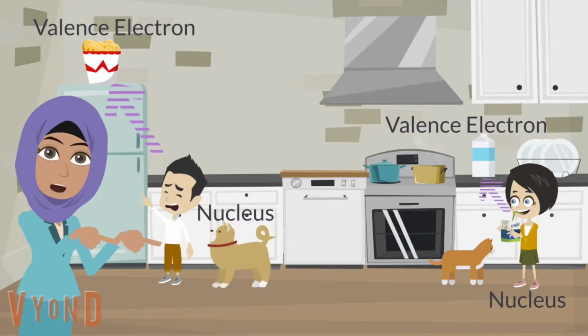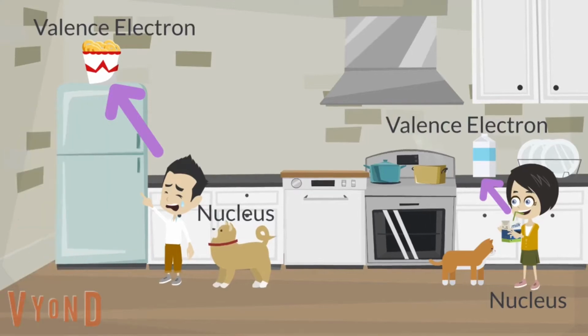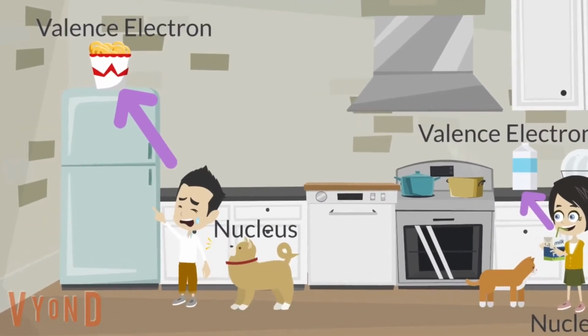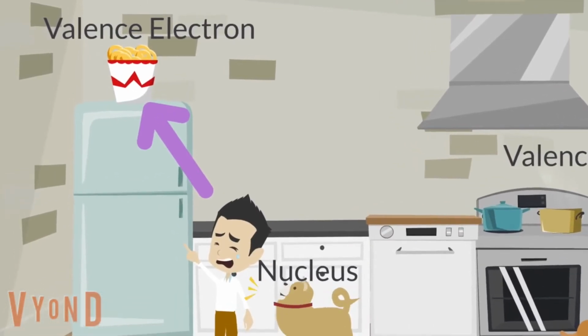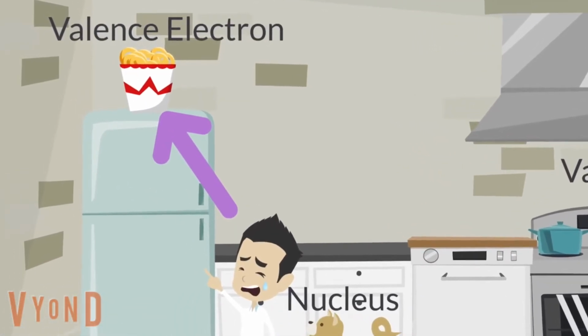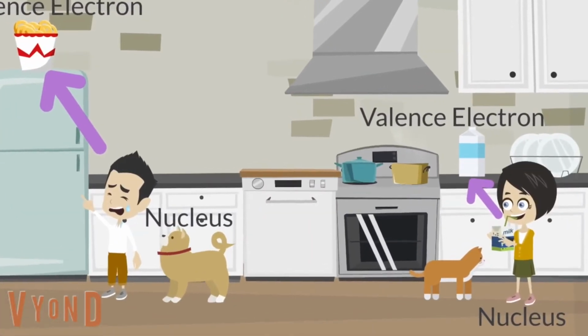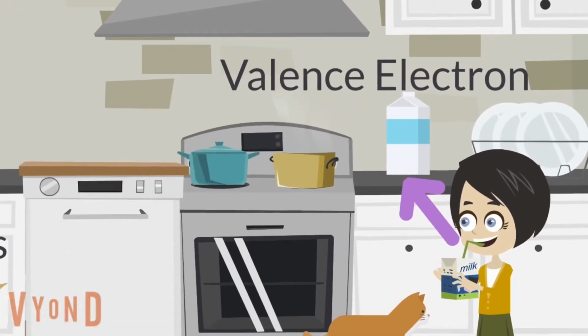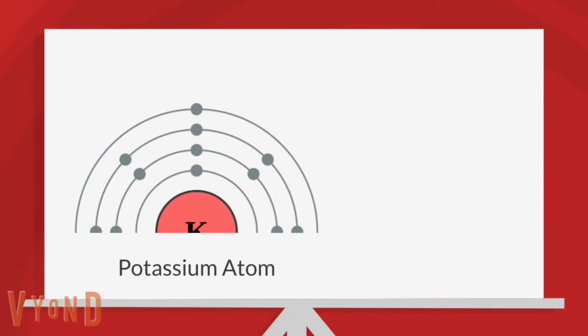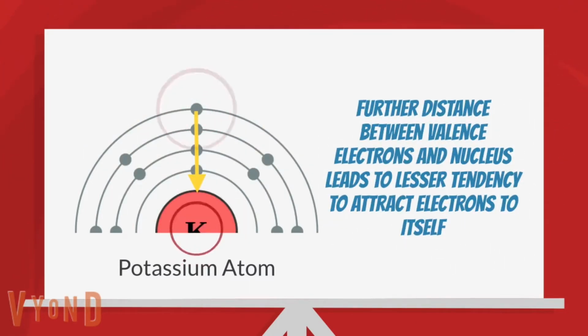To make it easier to remember, let's look at these kids trying to reach their food. Well, as you can see, it is hard for this little boy to reach his food. This is because the food is put so high away from him. Oh, poor little boy. As for this little girl, it is easier for her to reach her food. This is because the food is put near to her. Well, the same goes for these atoms. The further the distance between the valence electron and the nucleus, the lesser the tendency to attract electrons to itself.